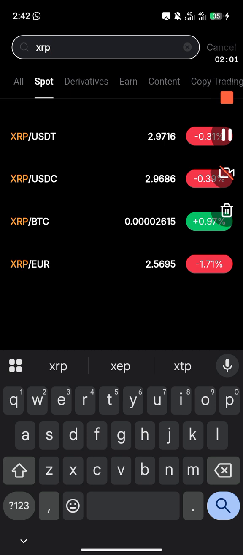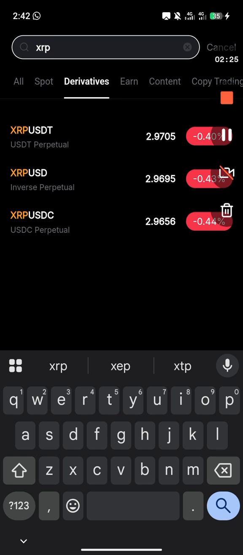Depending on what you have in your portfolio, if you have USDT in your portfolio, you can use it to buy XRP. If you have USDC, you can use it to buy XRP. If you have BTC, you can use it to buy XRP. If you have EUR, that's Euro, you can use it to buy XRP. So it depends on what you have in your portfolio. Let's assume we have USDT in our portfolio. Derivative means futures. If you want to trade futures, you click on derivative. You see XRP perpetual on derivative.